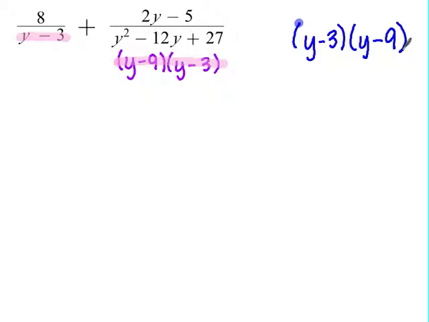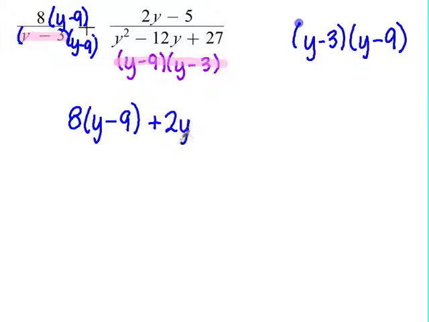What do you need to do to make sure that both of them have the same denominators? Times which one? The top one by y minus 9. Do you need to times the second term by anything? No, because it's already got both denominators, and that's fine. So I end up having 8 times y minus 9 plus 2y minus 5, and all of that is over y minus 9 times y minus 3.